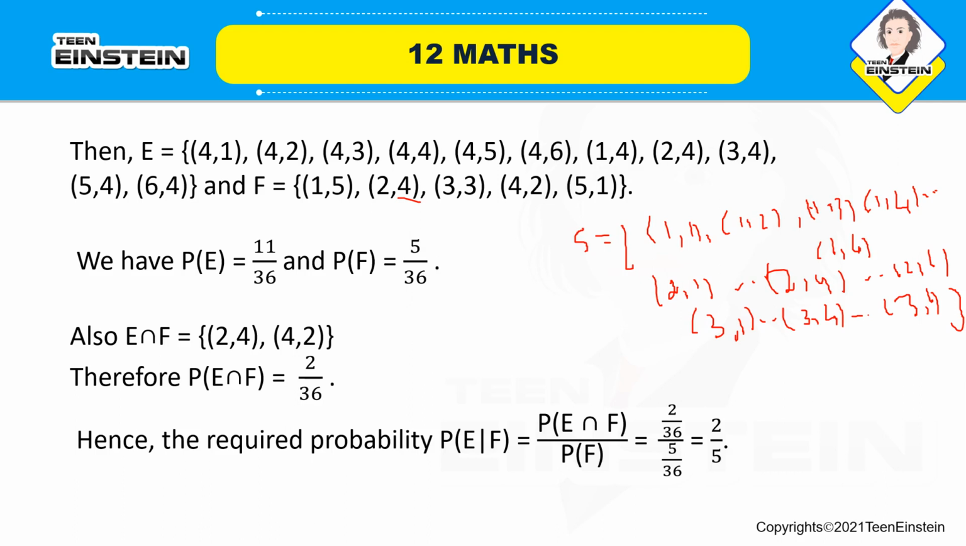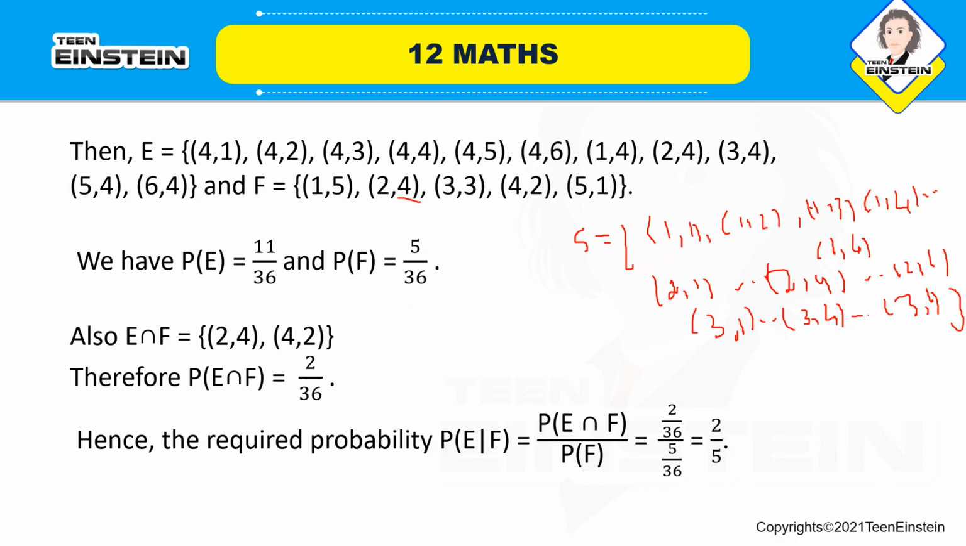Is there any intersection between these two events, E and F? Let us check. 2, 4 is here. Whether 2, 4 is in E? Yes, 2, 4 is in E. And whether 3, 3 is in E? No. 1, 5 is not there because what is the event E? Number 4 has to appear at least once. So 1, 5 definitely will not be in E, right? Because there is no 4 here. 2, 4 obviously will be in E. 3, 3 will not be in E.